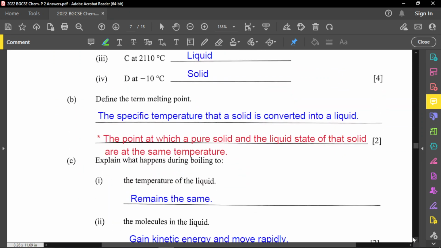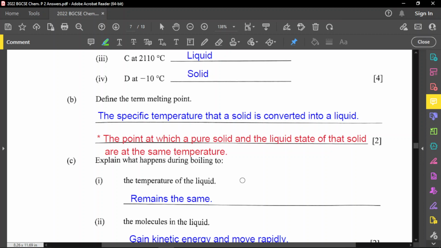Now for part B, it's a defined term, melting point. Melting point is a specific temperature at which a solid is converted into a liquid. Or you can say it this way: it is the point at which a pure solid and the liquid state of that solid are the same in terms of temperature. So once the temperature is the same and solid and liquid can coexist, then it is a melting point. Because point to note, as a solid melts, the solid and the liquid are at the same temperature at that point.